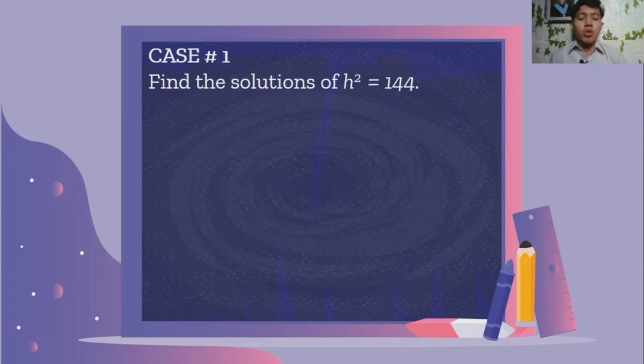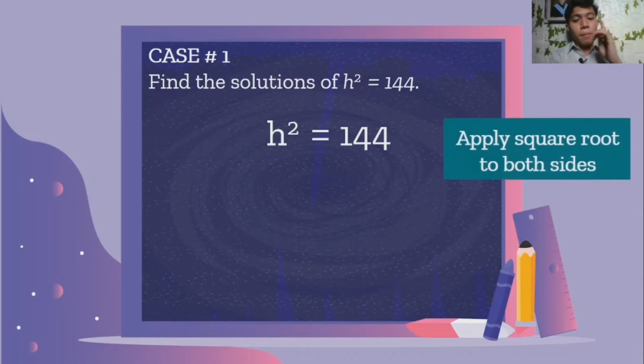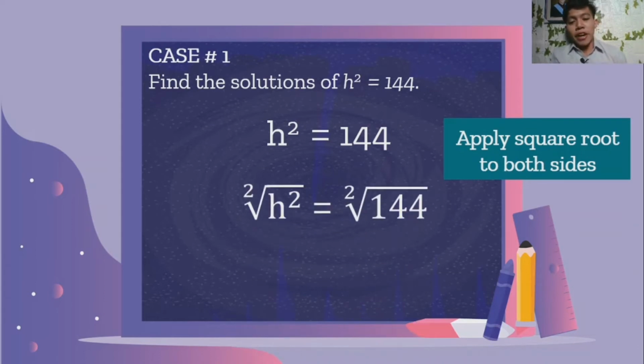Okay? Find the solutions of h squared is equal to 144. Kopyahin lang muna natin. Now, the question is, yung h squared ba ay perfect square? Yes, di ba? Perfect square yung h squared. Bakit? Isa siyang variable na may exponent na 2. Okay? So, kapag okay na kagad yung nasa left side, apply the square root to both sides kagad, no? So, apply lang tayo ng square root sa both sides. Magiging square root of h squared is equal to the square root of 144.